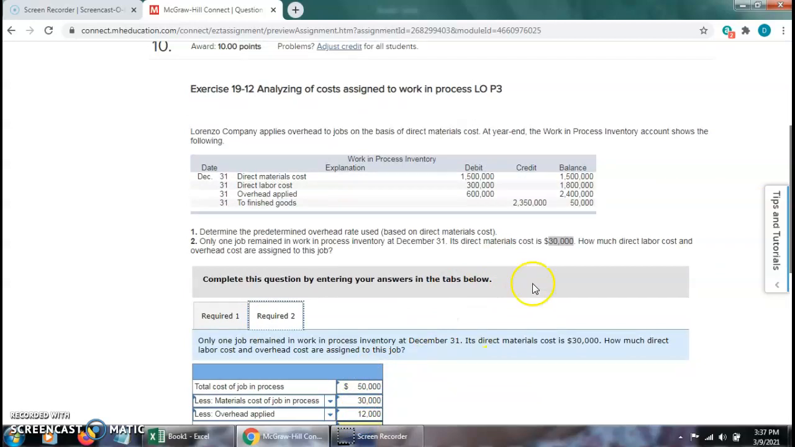And where do we get this 50,000? That's right over here. That's right there.